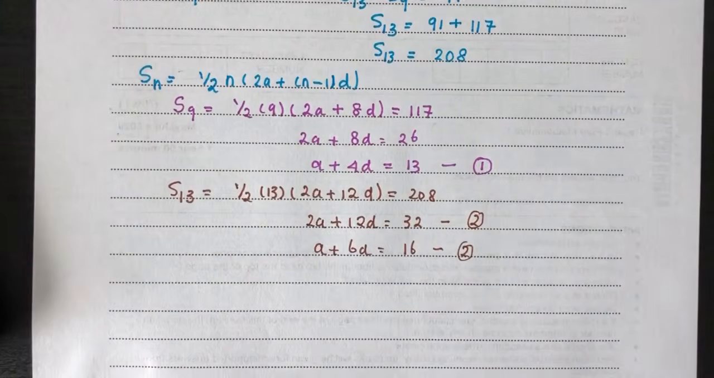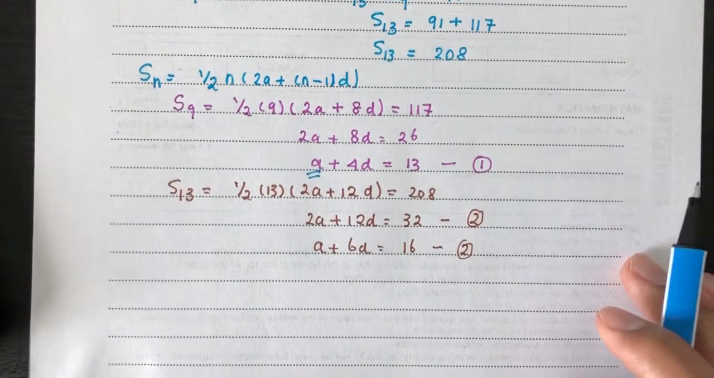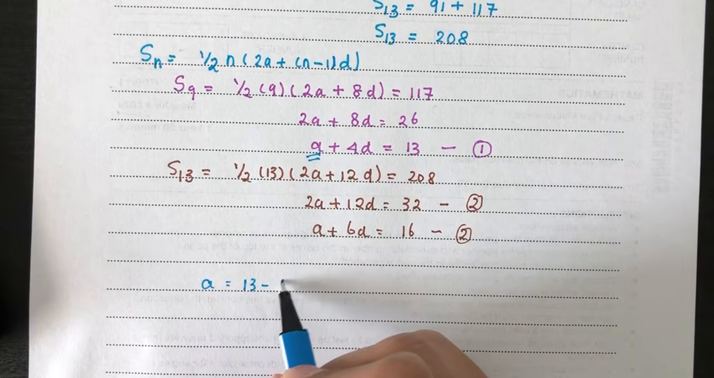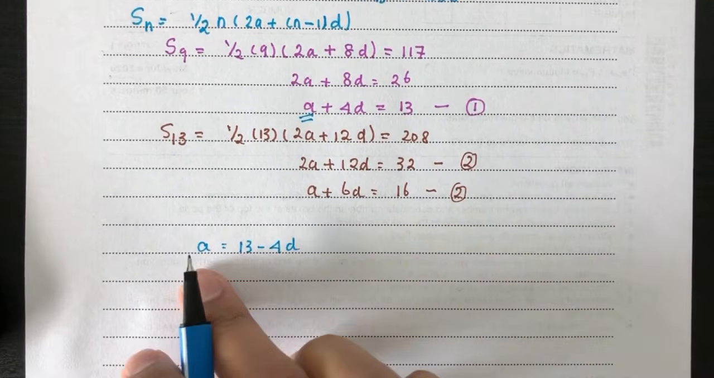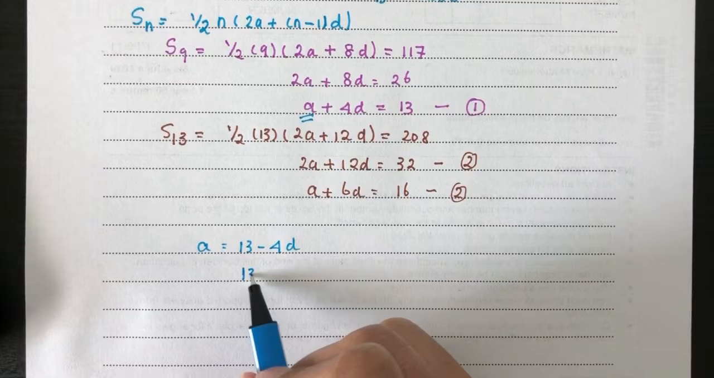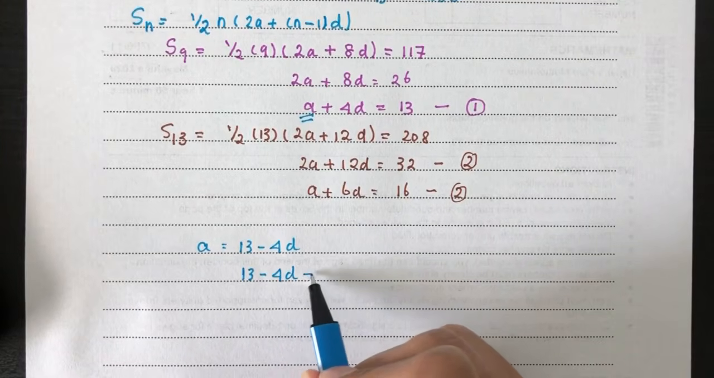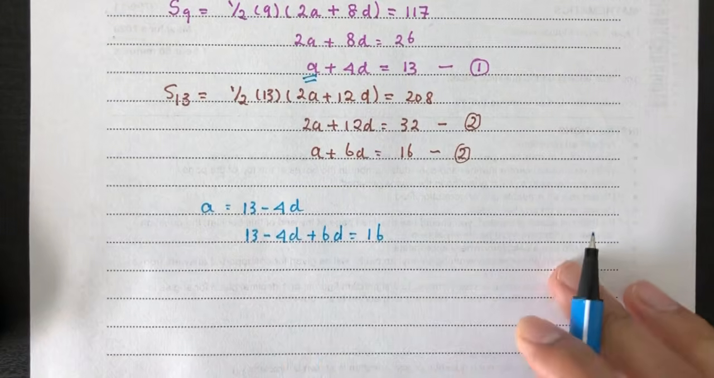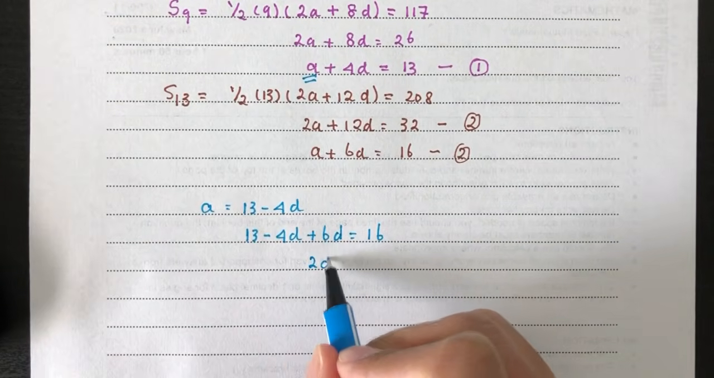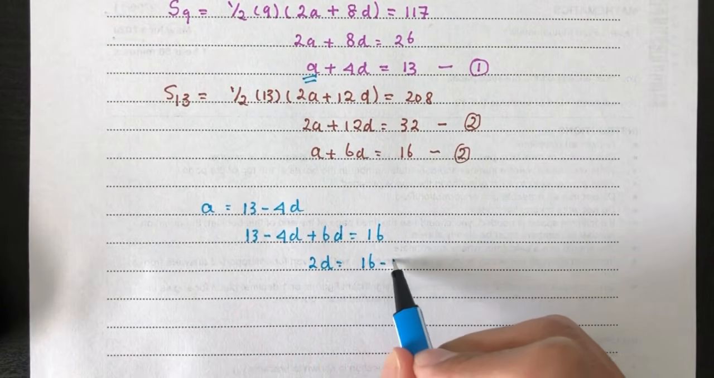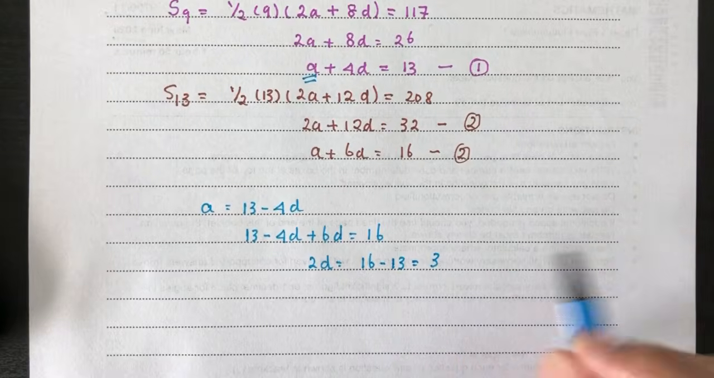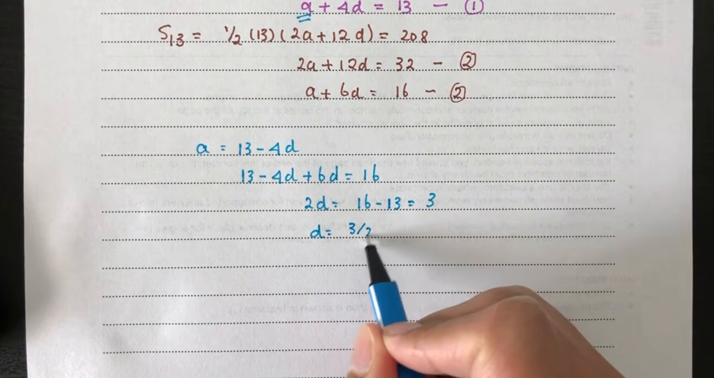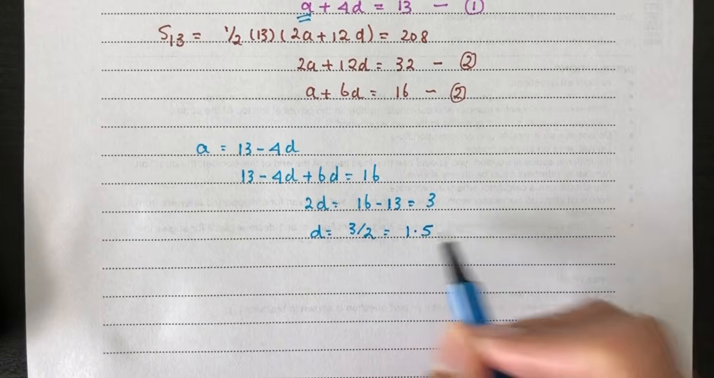Okay, next step, we have to make a the subject of the formula. That will become a equal to 13 minus 4d. Now replace in this equation, that will become 13 minus 4d plus 6d equal to 16. Now this will be 2d equal to 16 minus 13, which is 3. So the value of d will be 3 divided by 2, which is 1.5.